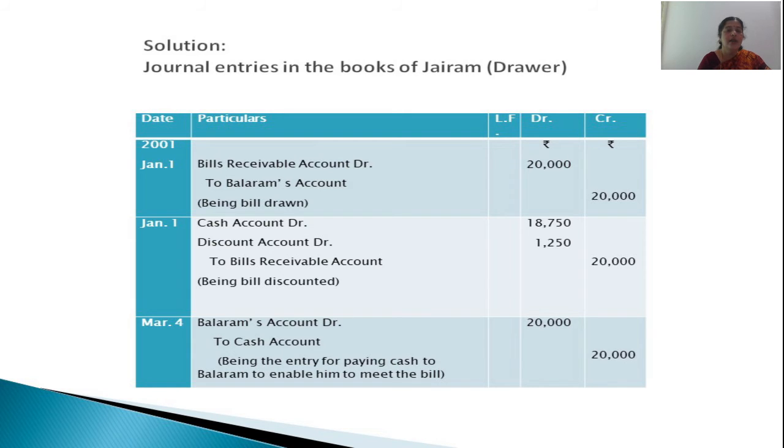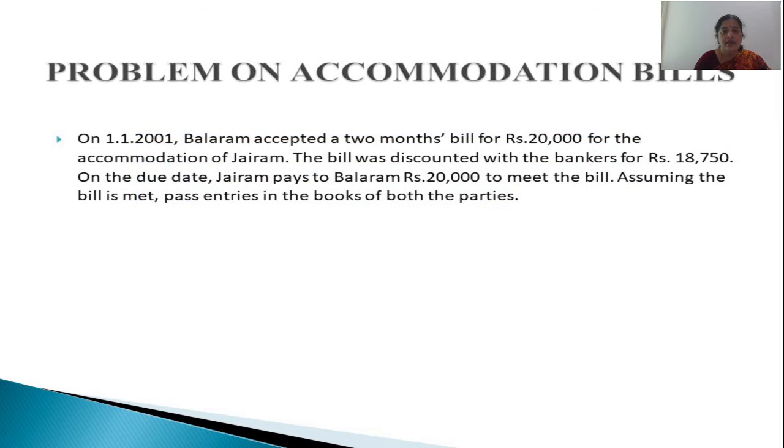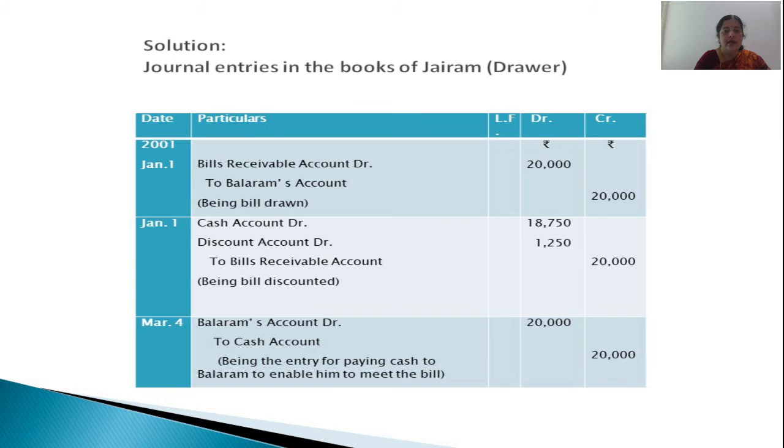Then on the same date, to get the finance on the bill, we met our banker, that is, Jairam met his banker, and he discounted the bill. So whatever amount he is receiving, debit cash account 18,750, because it is told in the problem he is receiving 18,750, right? Then to bills receivable account, because the bill is going out now to the hands of our banker.